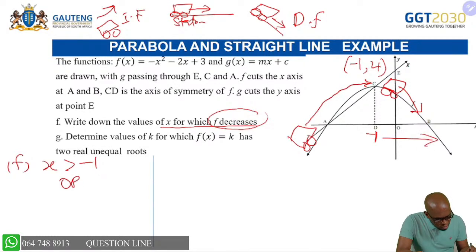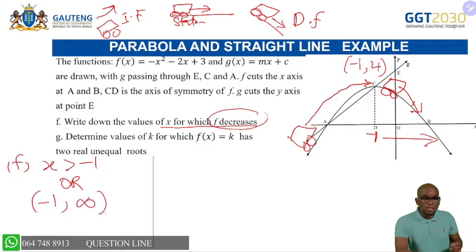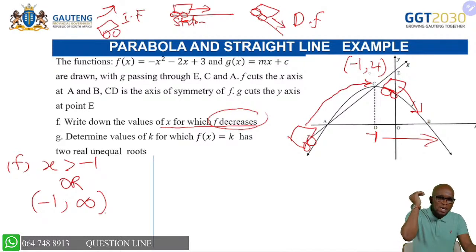Or you can also write it this way: from -1 to infinity. That's where the graph starts decreasing. Remember, at point C, it's a stationary point. The graph is neither increasing nor decreasing.